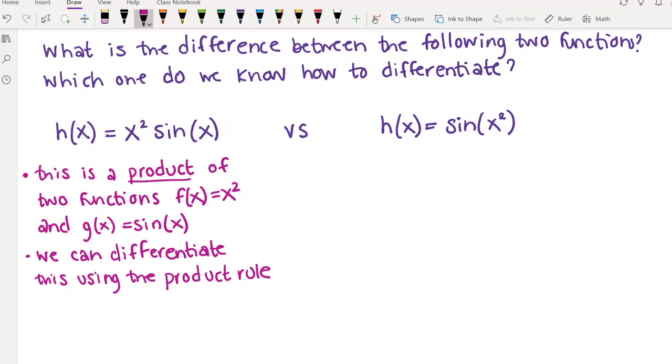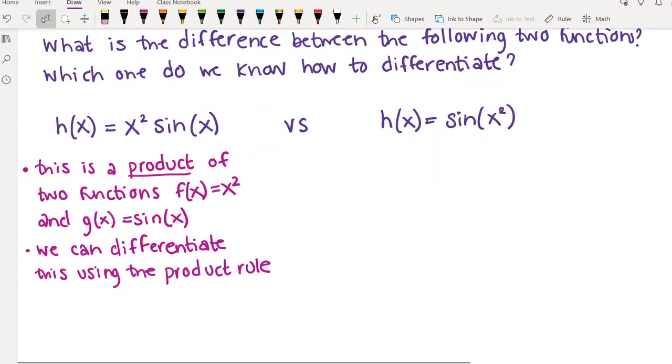Okay, so what about this second function? What's different about this? Is this one a product of two functions? And the answer is no, right? I would challenge you, if you think it looks like a product, what are the two functions that are getting multiplied? There's no two functions that you could define that are getting multiplied to give you this function overall. You might say sine and x squared, but if you think about it, sine on its own doesn't really mean anything. Sine needs to have an input. So this is not a product.